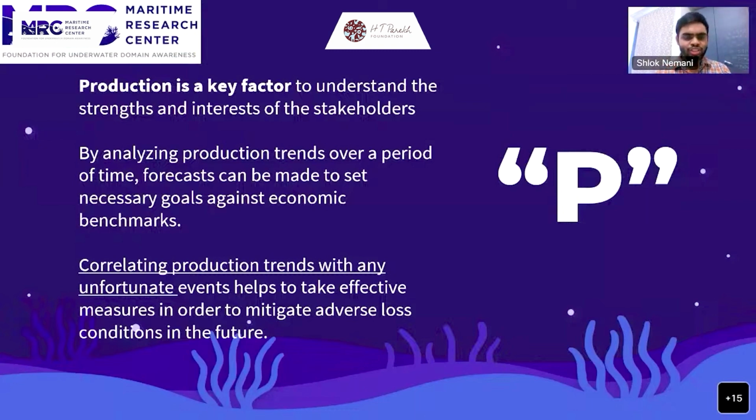By analyzing production trends over a period of time, we can make a forecast based on the compound annual growth rate. Are we able to meet our necessary goals against the top leaders in this industry, and how much time will it take? It also helps us understand how bad or unfortunate events, like a disease outbreak, affected production in the past. Correlating those events with the production trend can help us mitigate adverse losses in the future.